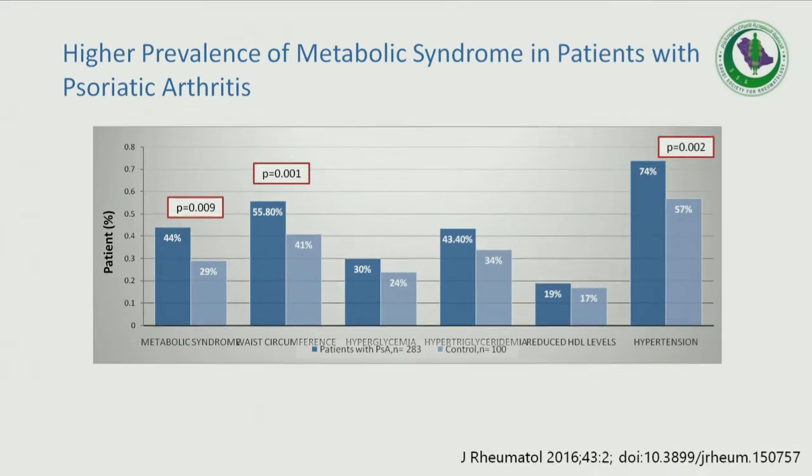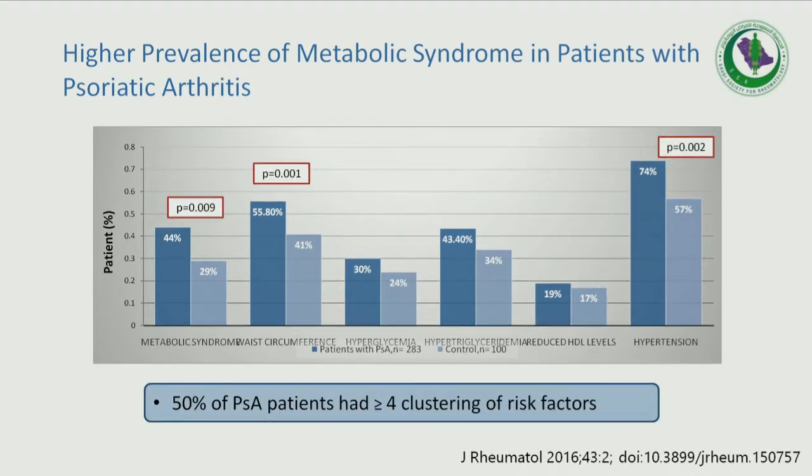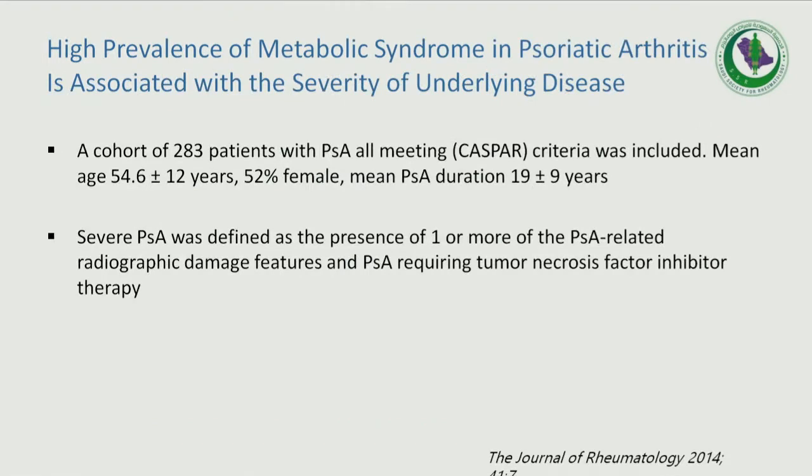So is there any difference in the components of the metabolic syndrome? What we can see here is that waist circumference and high blood pressure, the last column, are the most significant ones in psoriatic arthritis patients when compared to the general population. And half of psoriatic arthritis patients were found to cluster 4 or more risk factors.